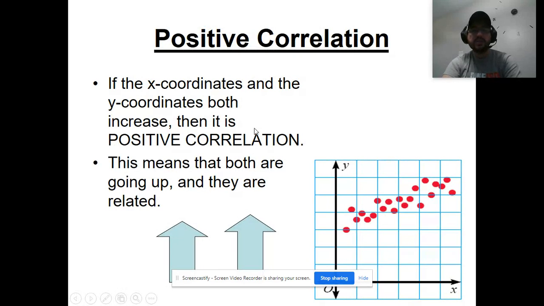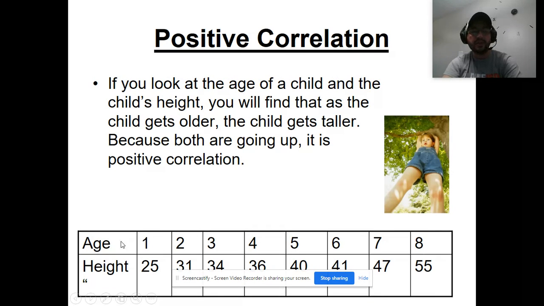Now, also we need to talk about positive correlation. Positive correlation is when both variables increase. Okay, an example would be like when you grow up, you're gonna be taller. So both variables are increasing. That will be positive correlation.